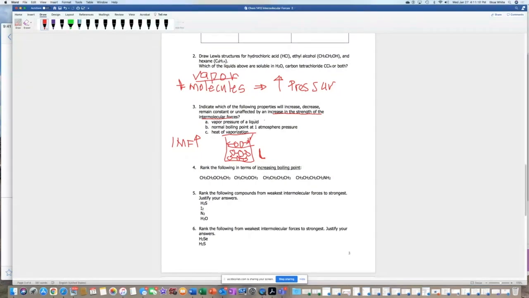The force, you're going to have a decreased vapor pressure. Why? Because you have only few molecules that escape. Because remember, vapor molecules are escaped liquid molecules. Decrease for the first one. So that part is done.